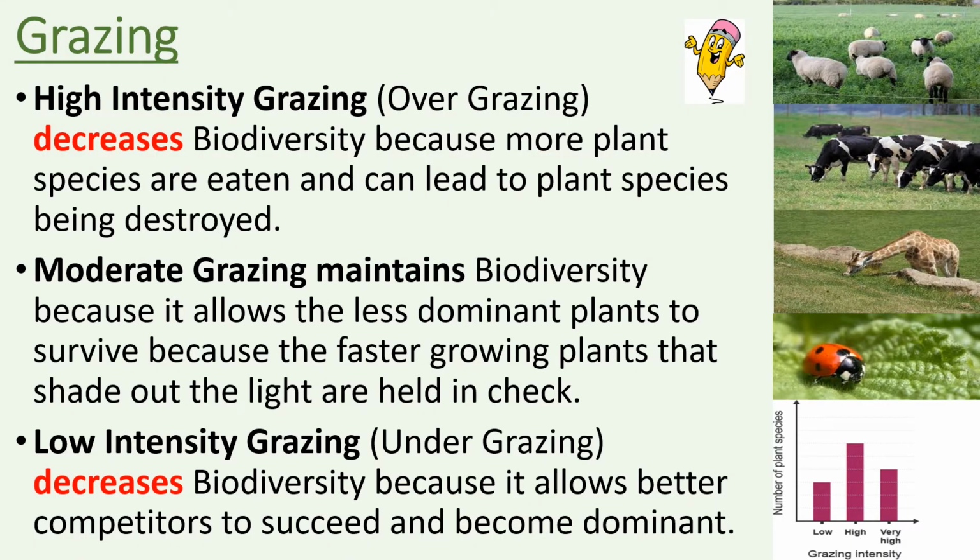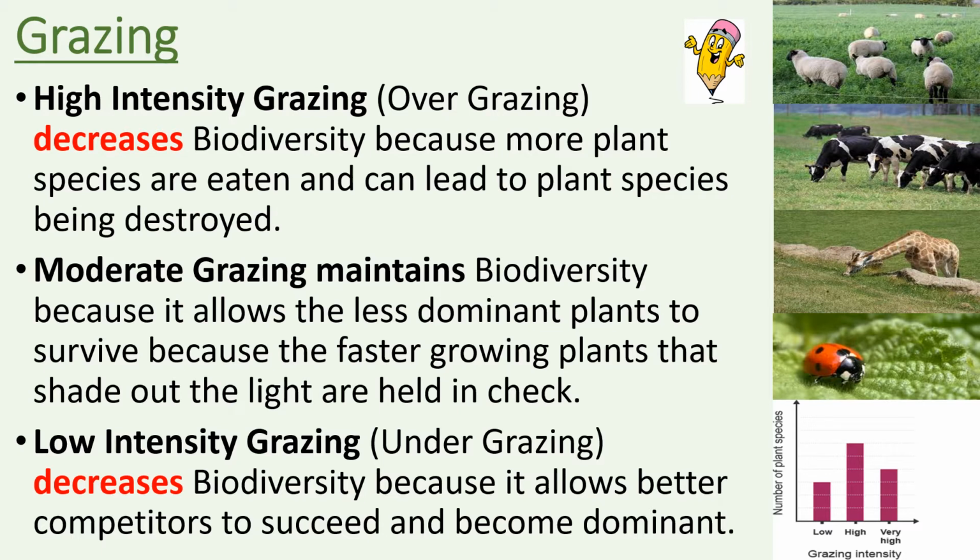So if you have a high intensity of grazing or overgrazing, so you've got lots and lots of sheep on a field, then it's going to decrease biodiversity because more of the plant species are going to be eaten, and this can lead to plant species being destroyed. Whereas if you have moderate grazing, it maintains and increases biodiversity because it allows the less dominant plants to survive because the faster growing plants that shade out the light are held in check by the grazing animals.